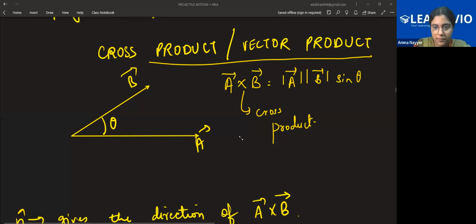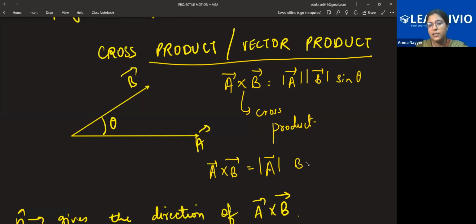Fine. So this is the cross product. Now, there is an n cap written. N cap means you have A cross B, so this becomes magnitude of A, magnitude of B, and sine theta n cap.